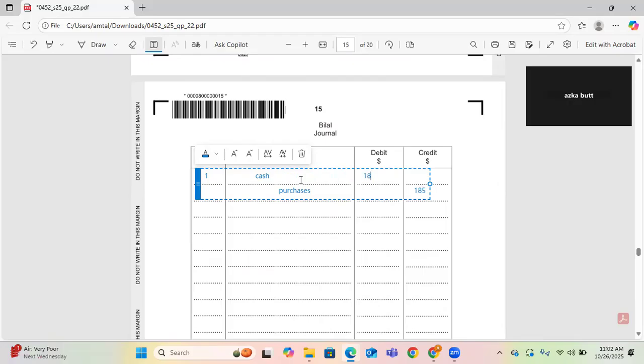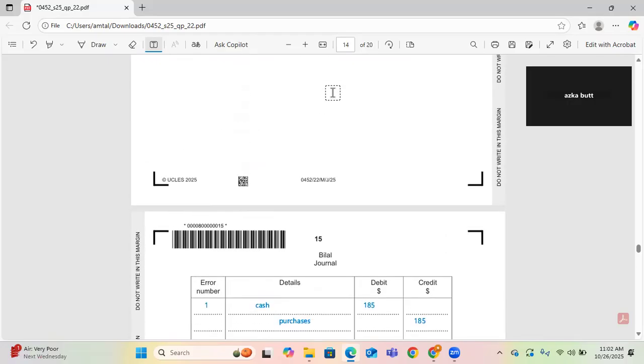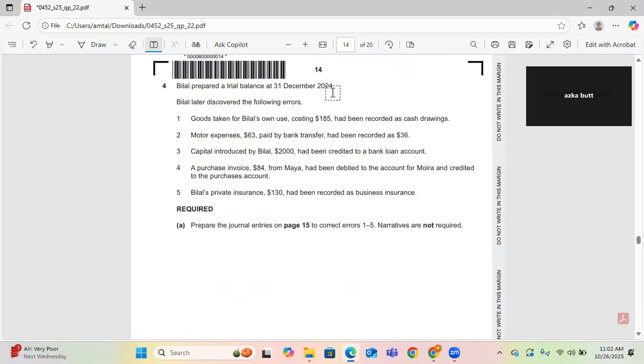Okay, 185. Let's see the next error. Motor expenses, $63 paid by bank transfer, had been recorded as 36. Okay, so what happened here? This is the book of original entry error.